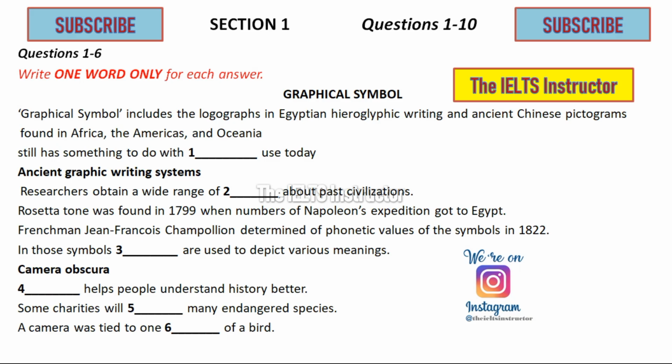He was able to correctly determine the phonetic values of the symbols, and later research has confirmed his findings. In many of these symbols, lines are used to portray a multitude of meanings, and knowledge and understanding of these lines holds the key to comprehension of graphic writing systems.